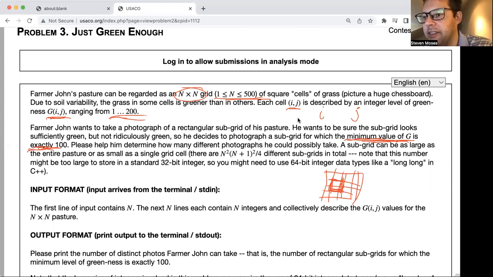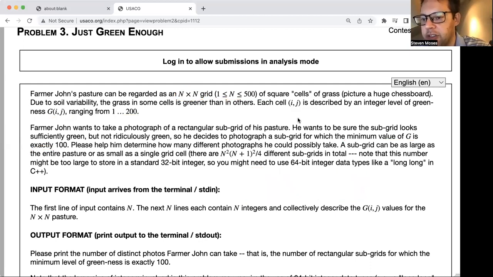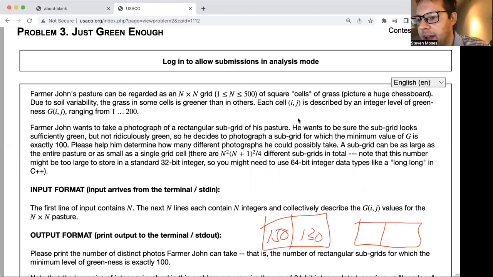What that is exactly saying is that in that photo somewhere, there must be a 100 and nothing less than 100, so nothing less than or equal to 99. It has to have at least a single 100. It could have multiple 100s, but it has to have at least a 100 and nothing under it. So if you had a rectangular subgrid, just to really hammer this in, that had like a 150 and a 130, that's too green. If you have a rectangular subgrid that has a 73 and a 100, that's got a 73, so that's not green enough.